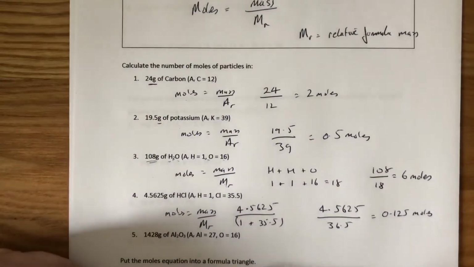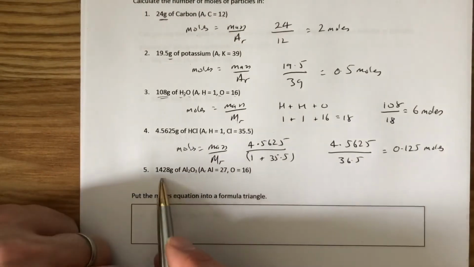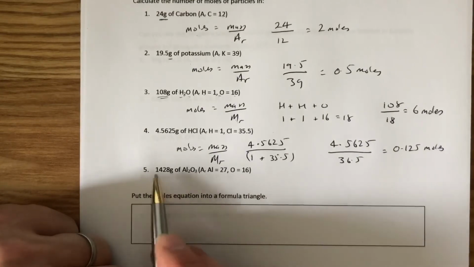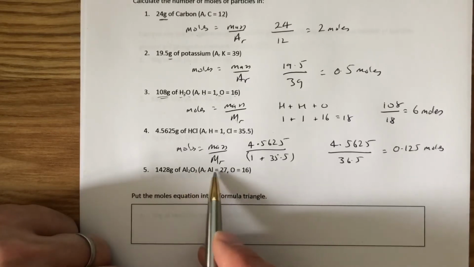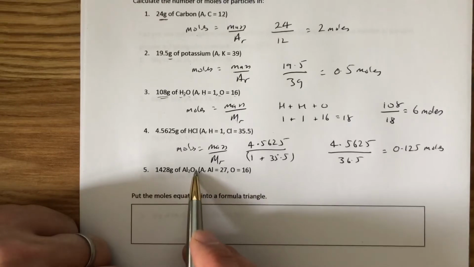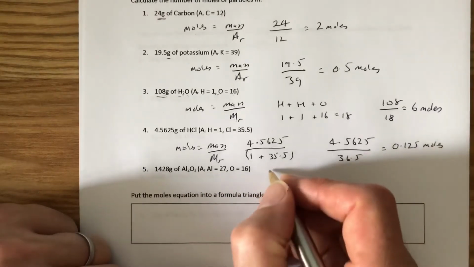All right, and the last one over here: 1,428 grams. That's the mass, because it's got a unit after it, of Al2O3, aluminium oxide. All right, so we've got Al2, so that's 2 aluminiums, and O3, 3 oxygens. I think it's important we work that out first.